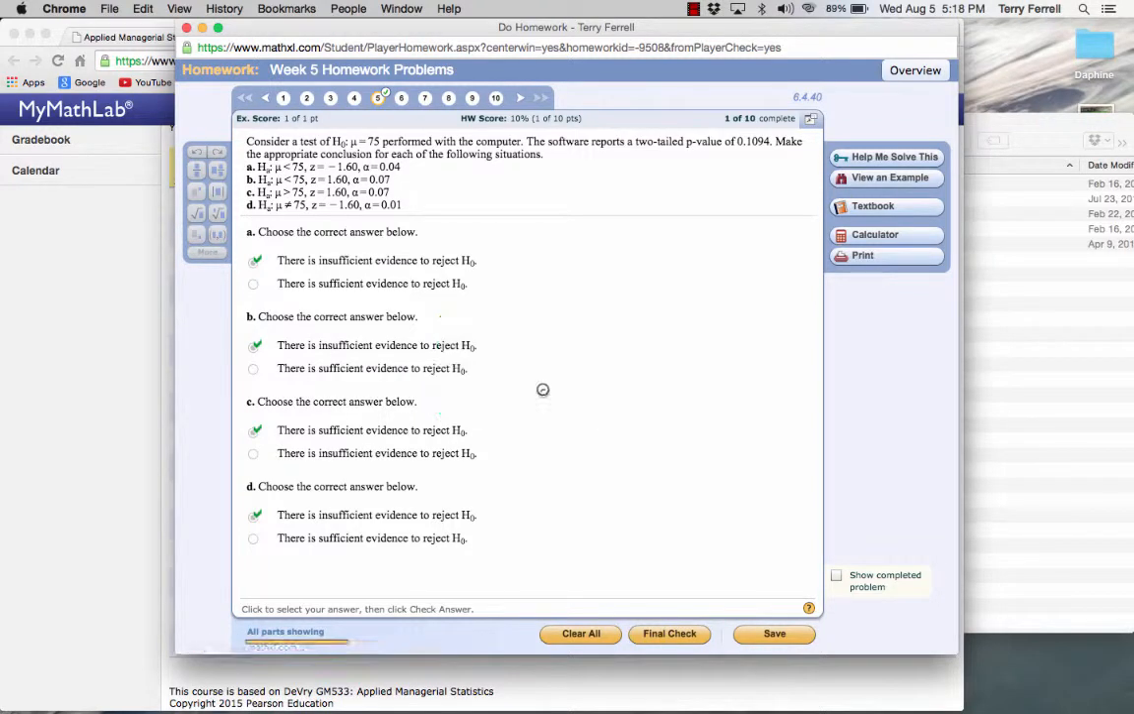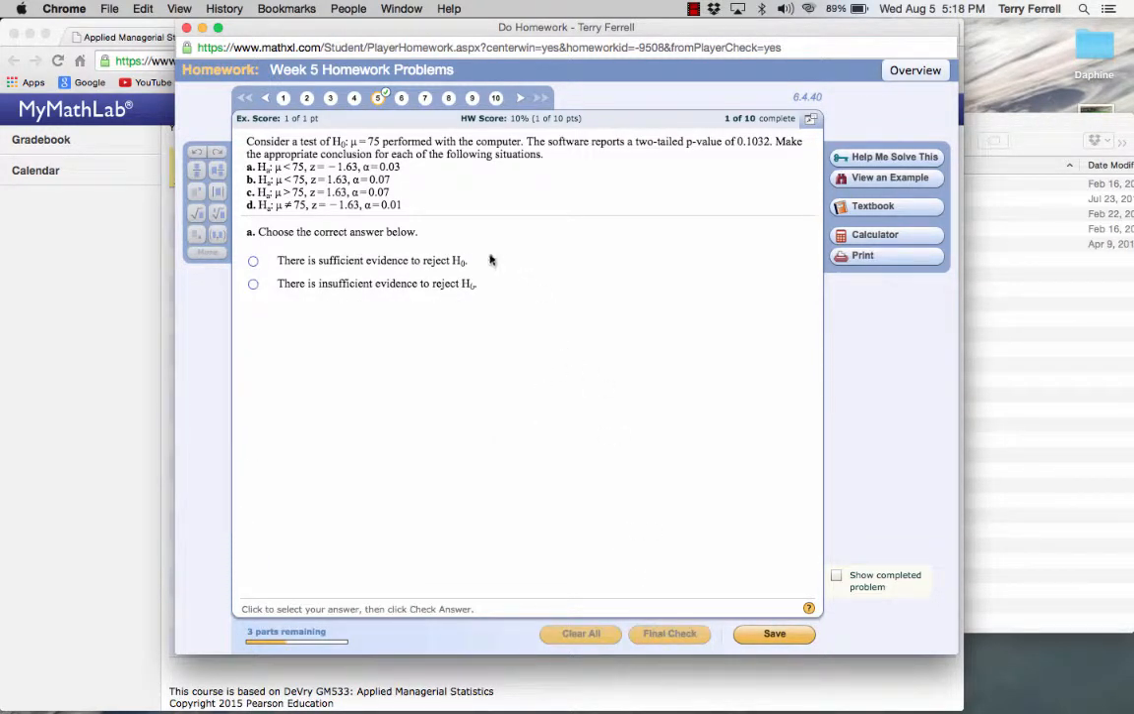Got it? Let's do that again, one more time for the road. Again, the logic: less than, negative, appropriate. Take it divided by 2. 0.05 is p. Is 0.05 less than this? No, insufficient. So this logic works every time.